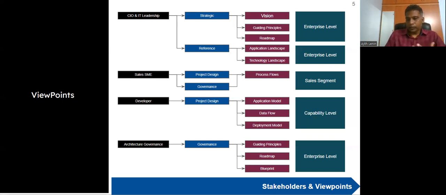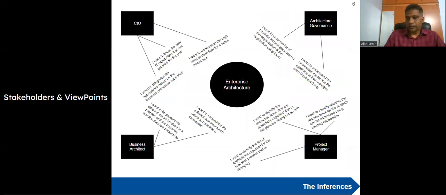And then we need to do one more little exercise, which is capturing the viewpoints, the stakeholders and the viewpoints. For each stakeholder, the way they want to gather the information or use the enterprise architecture could be different. So if I am a CEO, I may want to know... I've just laid out a few ways each of these stakeholders could be looking at it.